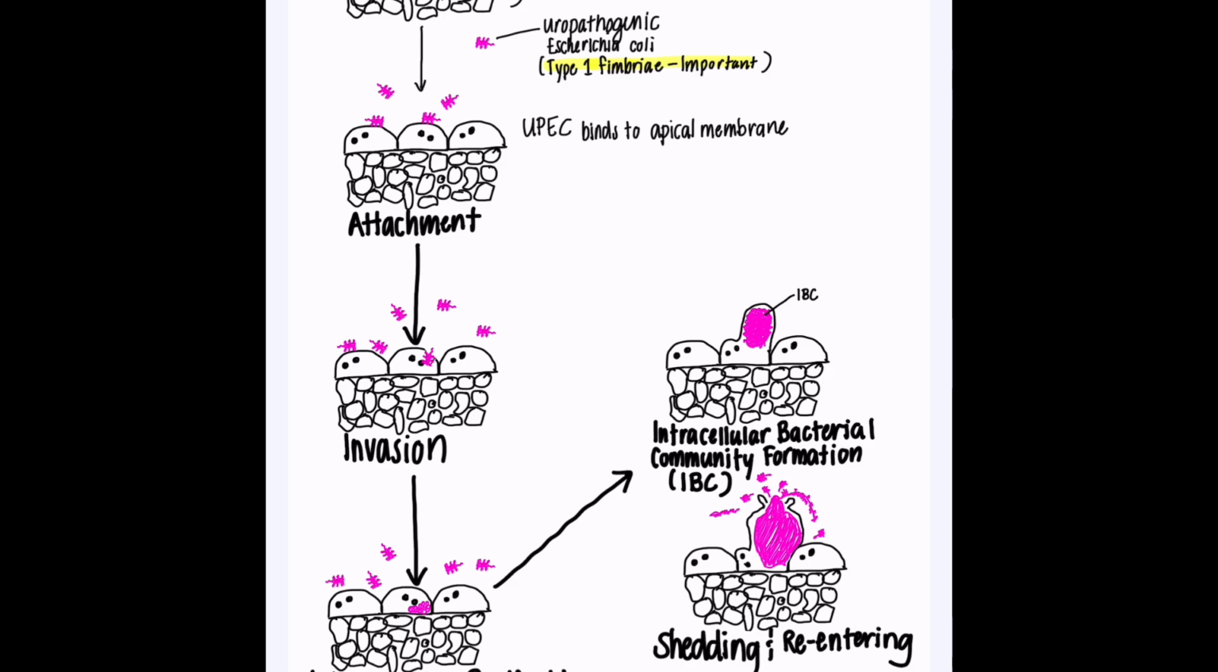As the IBCs grow larger, they can disrupt the stability of the host cell and eventually lead to the shedding from the bladder lining. When this occurs, UPEC is released into the surrounding environment where it can continue to spread the infection. Within these communities, UPEC can also enter a dormant state, allowing it to evade the host immune response and survive antibiotic treatment. This is due to the smaller size and adaptability of the UPEC and the ability to hide in the much larger eukaryotic cells, increasing their persistence.